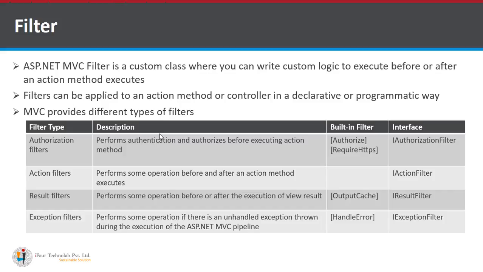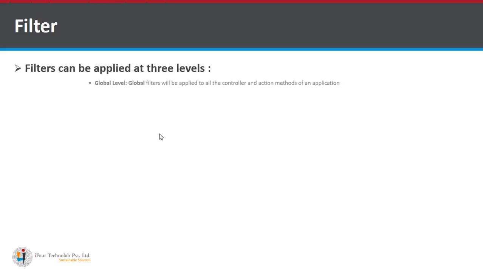Last one is exception filter. It is used to perform some operations if there is an unhandled exception thrown during the execution of the ASP.NET MVC pipeline. It belongs to IExceptionFilter. Built-in filter is HandleError. Now filters can be applied at three levels, that is global level, controller level and action method level.